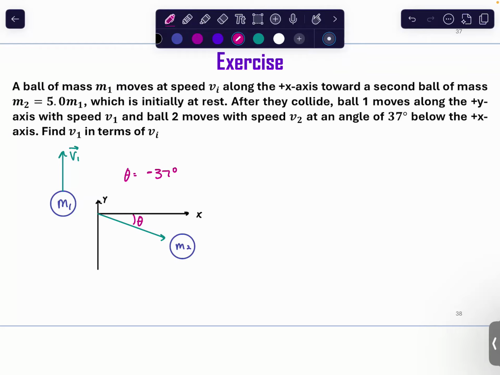Where theta is negative 37 degrees. Again, we're now back to the point where we've moved clockwise from the positive x-axis. So that's going to draw out a negative angle.